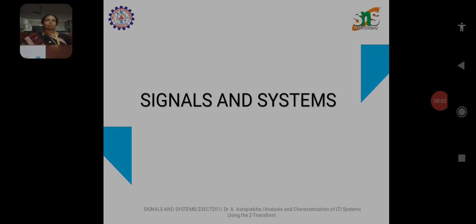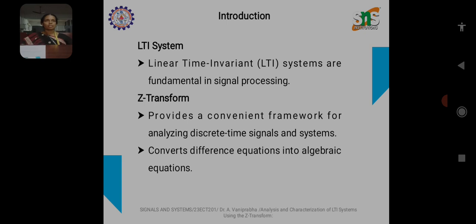Today's discussion is about linear time invariant system. It is shortly named as LTI system. So these systems are fundamental in signal processing. And Z transform shall be applied for providing a convenient framework for analyzing the discrete time signals and systems. So any algebraic or a difference equation can be converted in the form of Z transform for easy analysis.